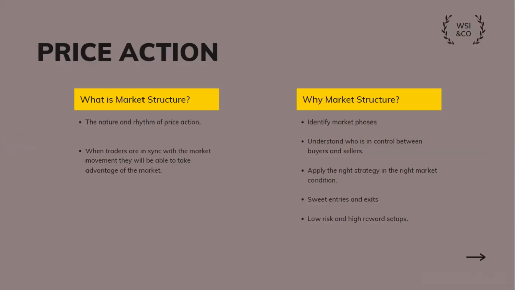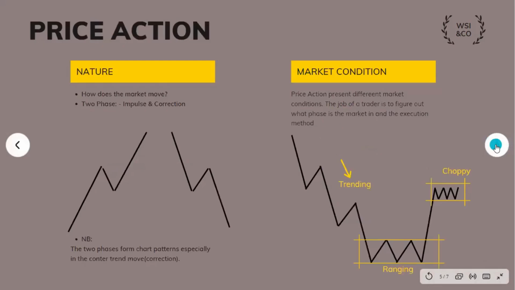Let's look at the main reasons we look at market structure. Number one is to identify market phases. Understand who is in control between the buyers and the sellers, and most important of all, apply the right strategy at the right market condition. Because truth be told, you're not going to trade all markets the same way. You also get those swift entries and exits with a low risk and high reward setup, or A-grade setup if you may.